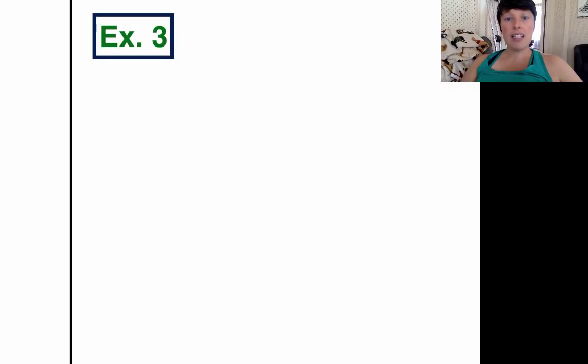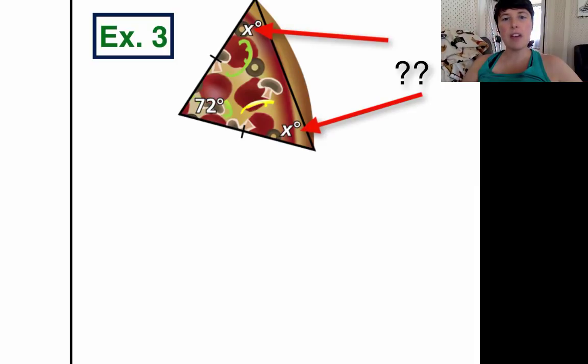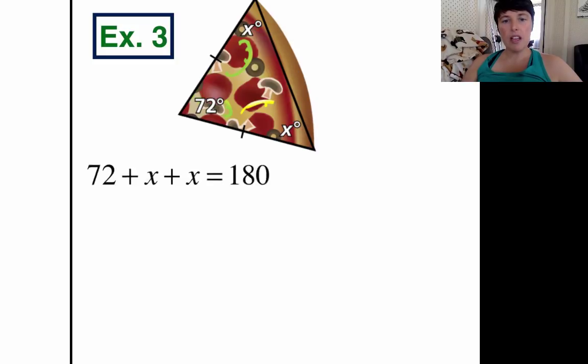Alright guys, so let's look at example 3 and try the next problem here. For example 3, we've got a pizza slice. Let's get hungry. It's lunchtime here, so I'm getting hungry. I'm thinking about pizza. And in this pizza slice, we have measured an angle of 72 degrees. But we haven't measured the other two angles. We actually have two angles to be looking for, and they're both x and x. So we are going to solve for those missing angles. And here's what we know. 72 plus the x plus x has to add up to 180 degrees.